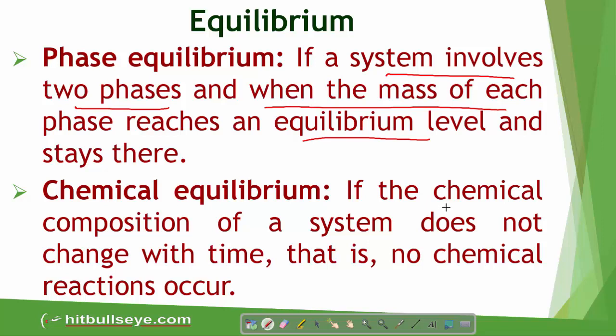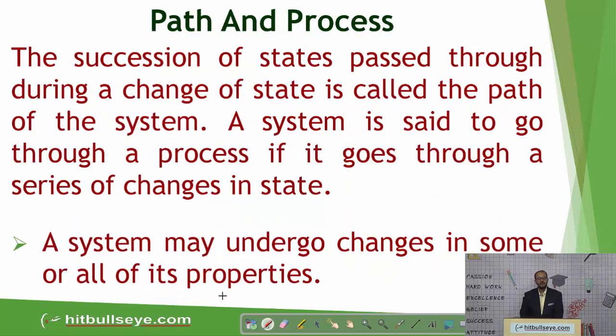Chemical equilibrium deals with chemical reactions. If the chemical composition of the system does not change with time, meaning no chemical reaction occurs in the system, the system will be said to be in chemical equilibrium. Next is, what is a path and what is a process.